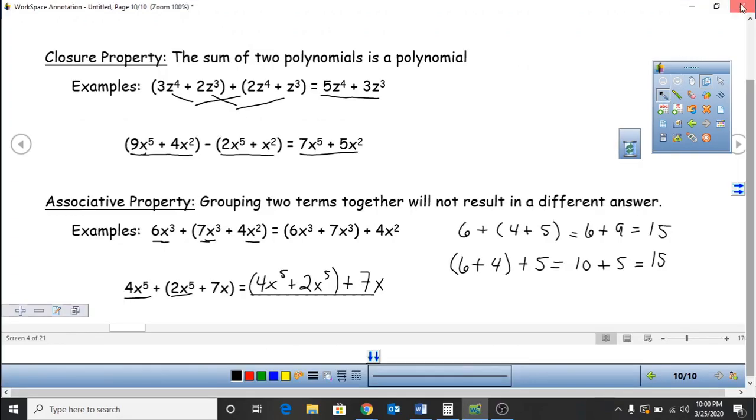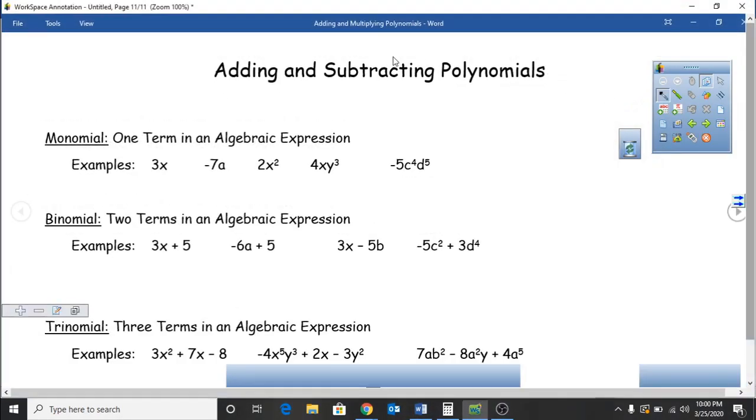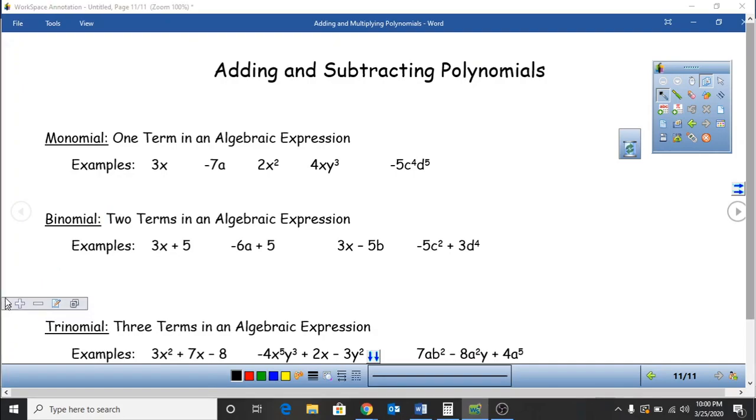So one of the first things you're going to have to know, before you start adding and subtracting polynomials, is some of the definitions. So let's discuss what a polynomial is, and let's discuss some of the important definitions. I'm going to start with the first thing, which is something called a monomial. A monomial is whenever you have one term in an algebraic expression.